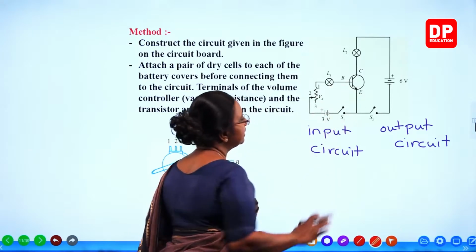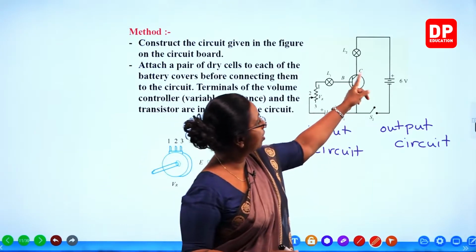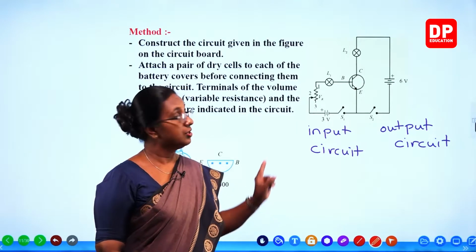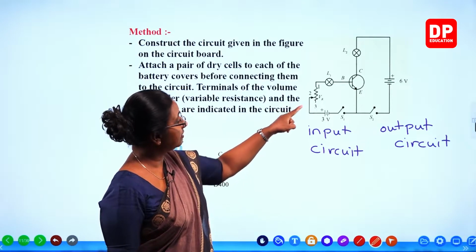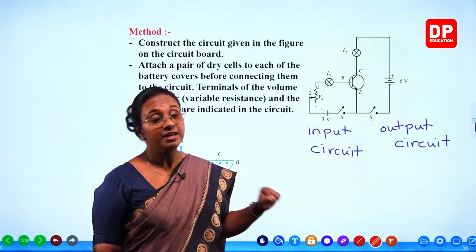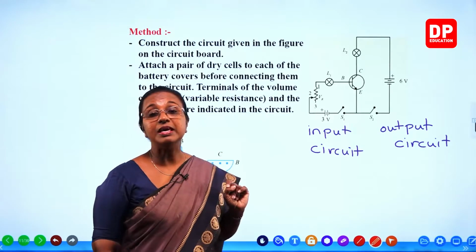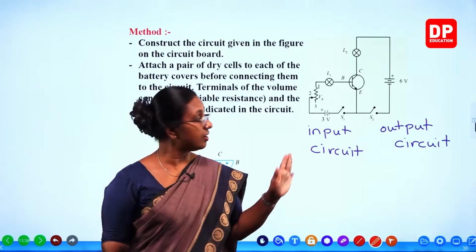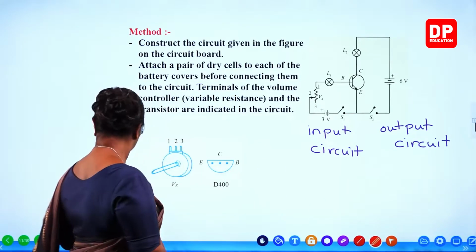We will supply the current to this and we will observe how the current is amplified in the output circuit. So, input circuit, the current will be observed by L1 and the output current will be observed by the brightness of L2. So, that's how we understand the function.